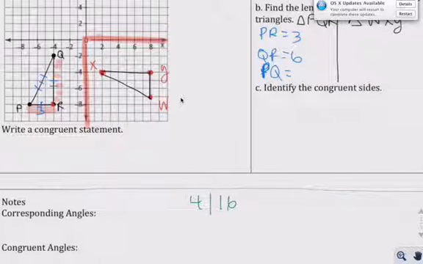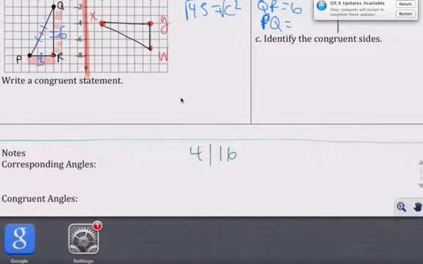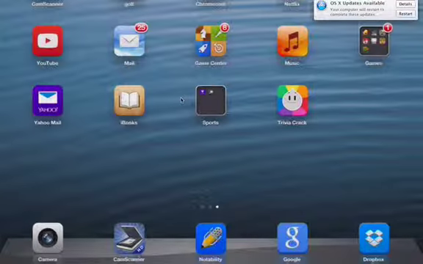And you need to do Pythagorean theorem. A squared plus B squared equals C squared for this one. So 3 squared plus 6 squared equals C squared. That gives you 9 plus 36 equals C squared. That's 45 equals C squared. Take the square root. Okay, you need to go to a calculator. Not here. Close it out. Let's find a calculator.